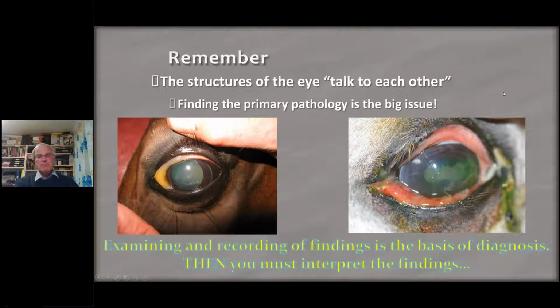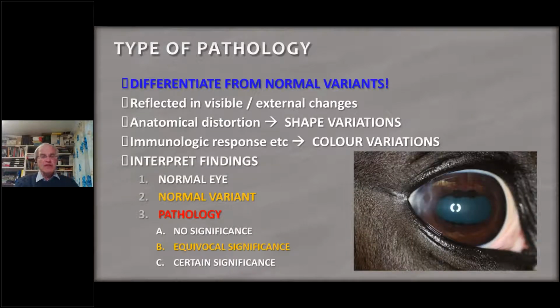The types of pathology, remember to differentiate from normal variants, and that's the biggest problem of all. So here we have this category of our interpretation of the findings. A basic principle propounded by John Parker for many years: interpret the findings and find out what you think is normal. Establish what's normal, find out what's a normal variant, and then establish whether there's pathology of no significance, equivocal significance, and certain significance. And that applies to all the structures of the eye, the anatomic and the color variations, shape variations.